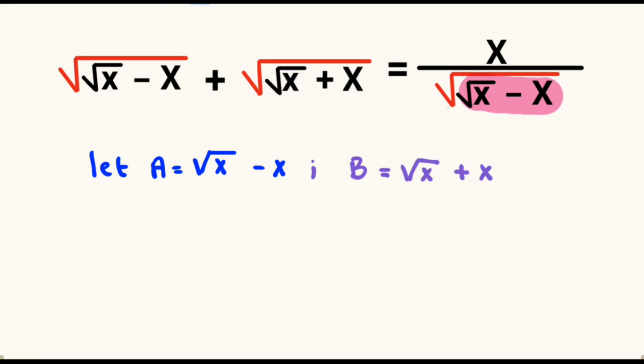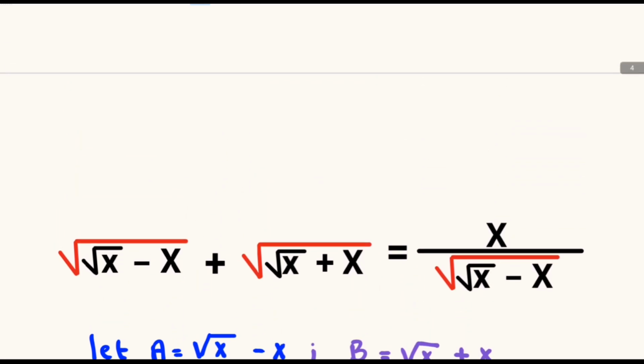But before we can continue, we have to define our limits. The term inside the square root of x plus x has to be greater than or equal to 0. And since this x is already inside the square root, the x itself has to be greater than or equal to 0. The sum of these two positive numbers will always be greater than 0.